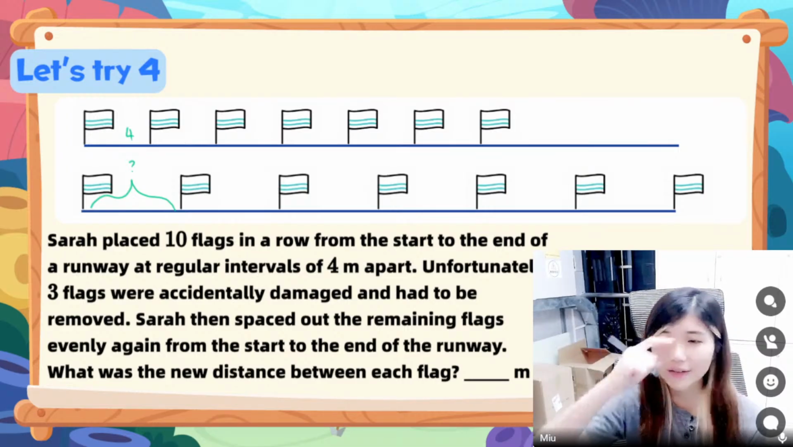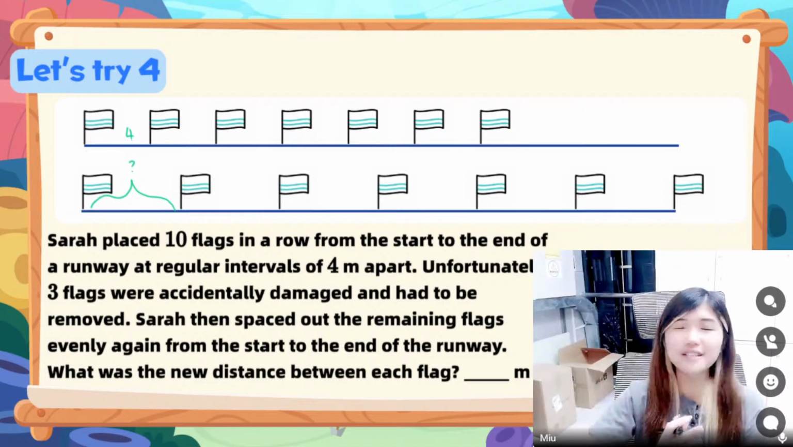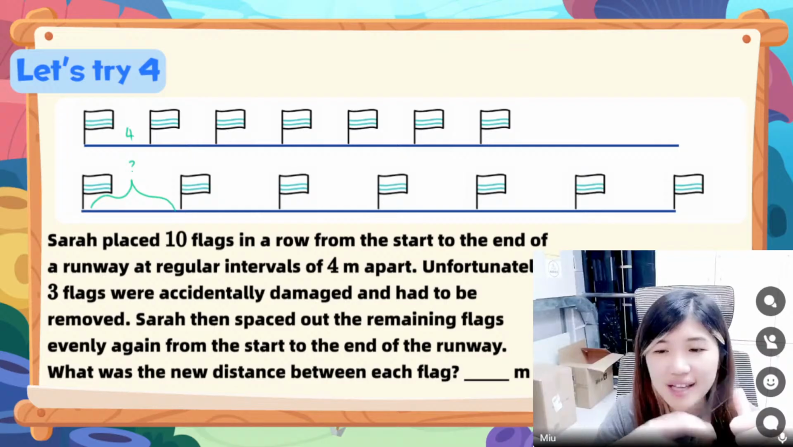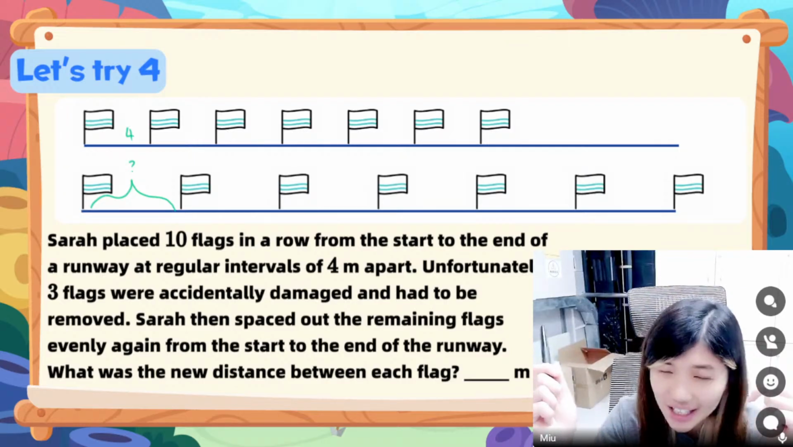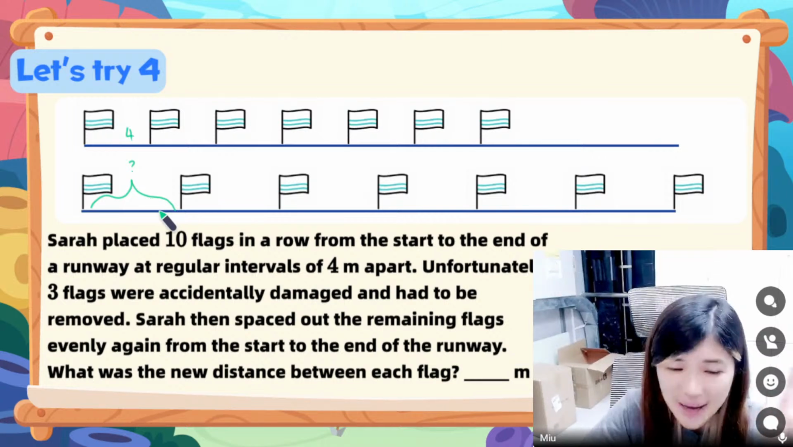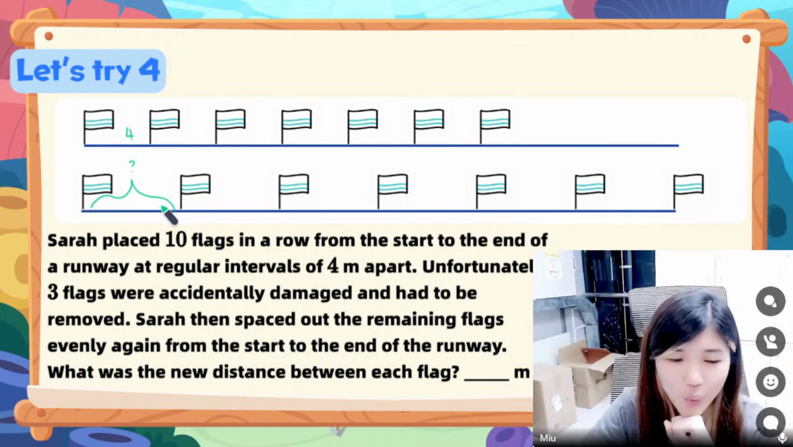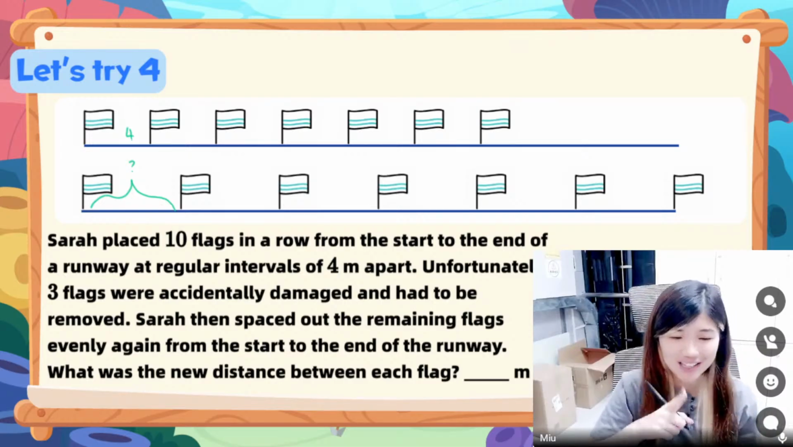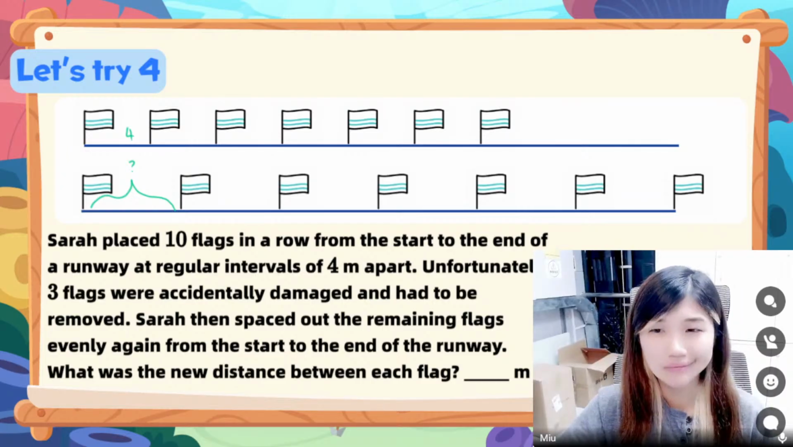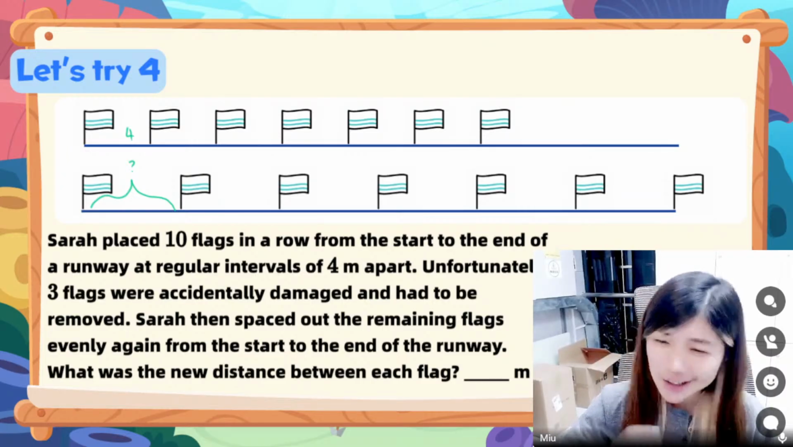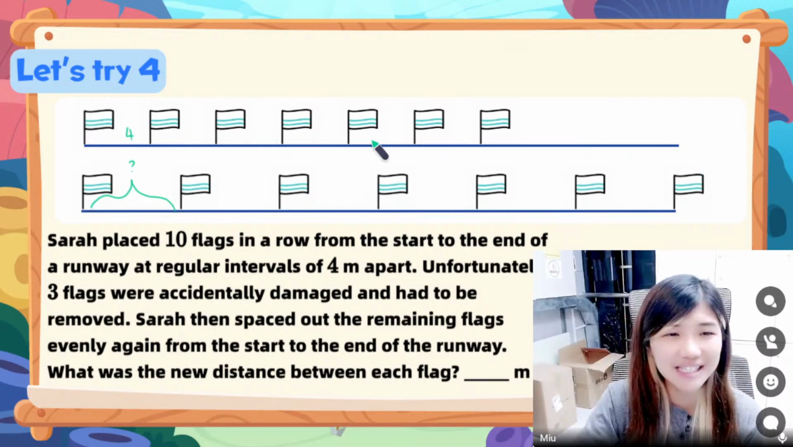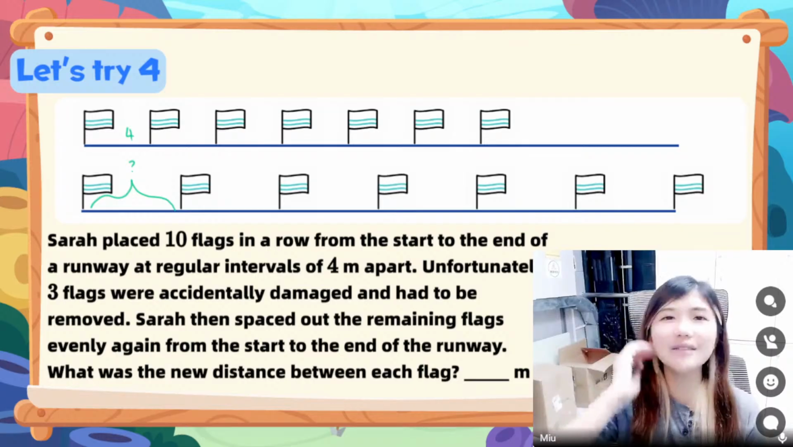Guys, think about this. Most of the things were changing in this question, right? The number of flags is changing from 10 to 7, and the interval is also changing from 4 to the number we want. But something never changed. What never changes? Well done. I got the answer already. Perfect. What never changes? You will find out that actually this whole way never changes. It's always that long. So we just find out something that never changes first.